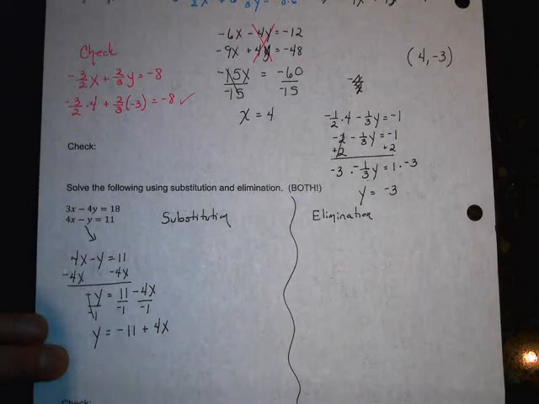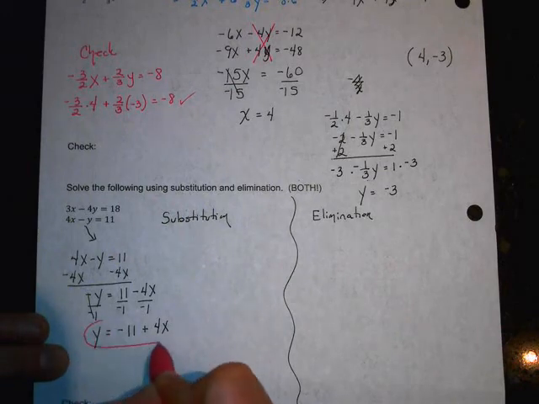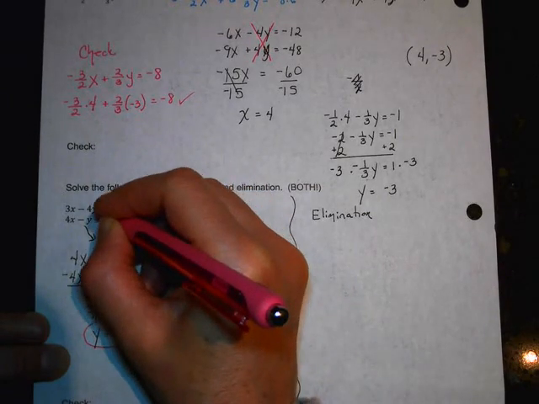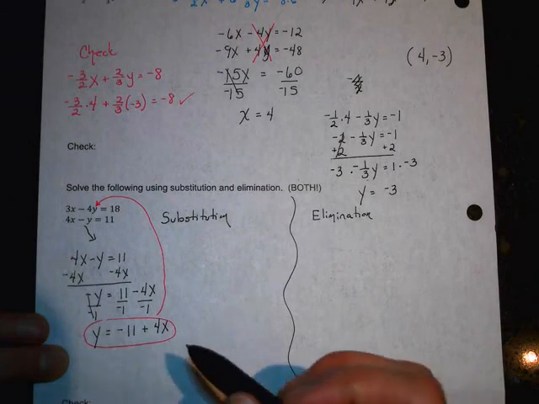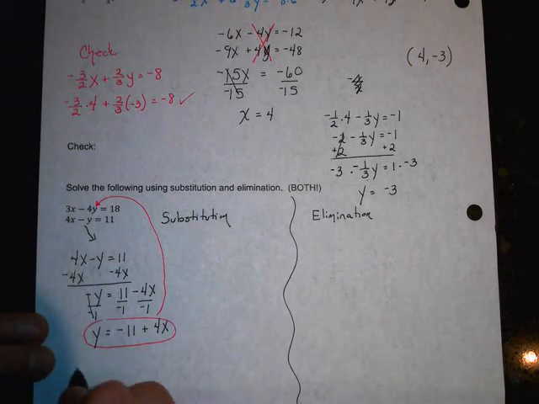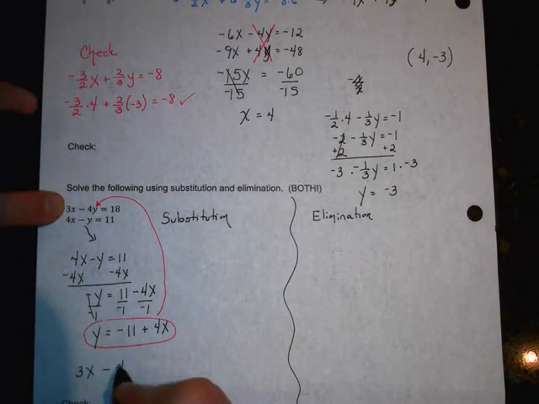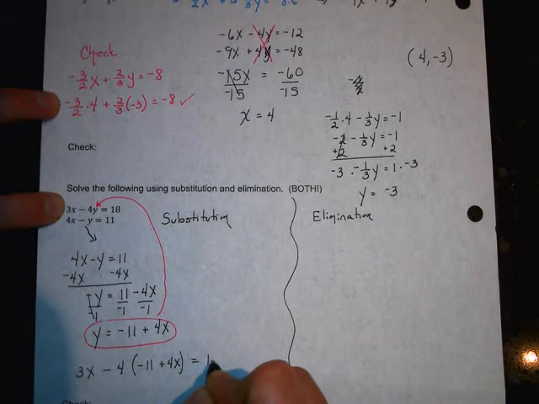All right, and then we're going to use this equation to substitute into the one we haven't used yet. So we're going to put that y in for the other equation. Okay? All right, so I'm going to write it right here. So we've got 3x minus 4. Instead of the y, I'm going to write negative 11 plus 4x. And so this way we have one equation, one unknown, and we just have to solve it.